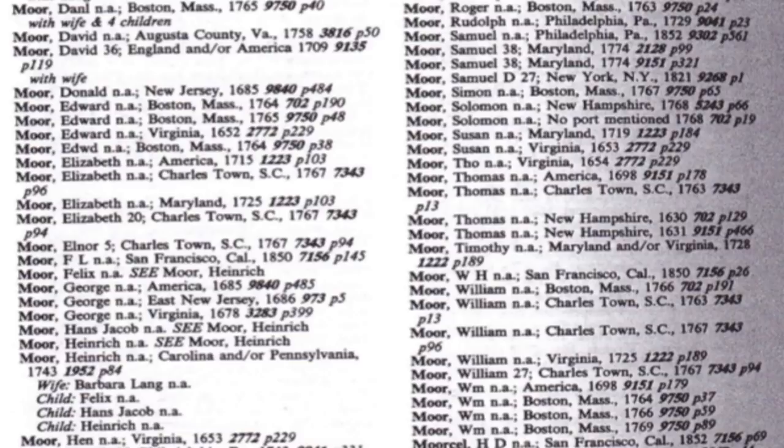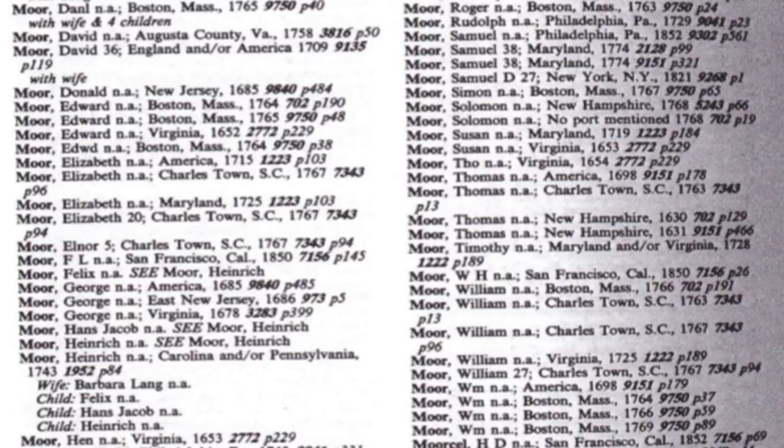And here the list continues. And again, these are only partial lists because the lists are much longer. Okay, so again, we have David, Moore, Daniel, Donald, Edward, Elizabeth, George, Heinrich, Hans. So this is quite a list. And so again, you have individuals primarily coming out of Europe. You have 1600s going into New Jersey, 1700s, Boston, Virginia, just America. You have Maryland, Charleston, San Francisco. You have quite a few here.